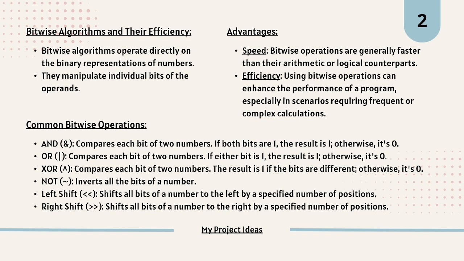Left shift shifts all the bits of a number to the left by a specified number of positions. You move the bits left by one position. In right shift, you move or shift the bits to the right by a number of positions. If you want to right shift by two steps, you can do it. If you do it by one step, you can do it. So right shift is you move the individual bits in the right direction.